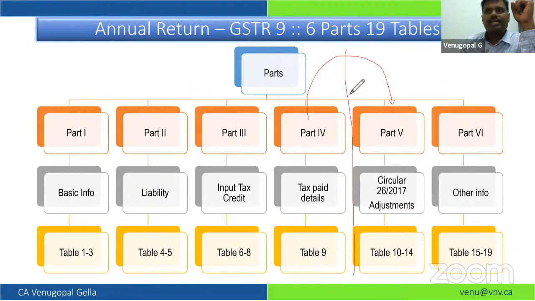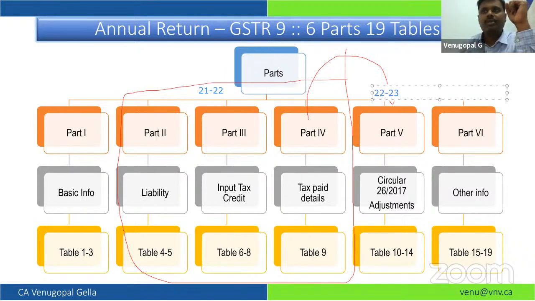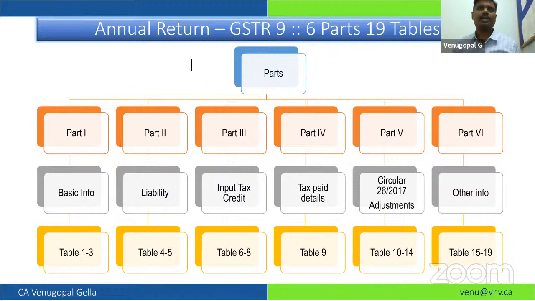So if the transactions that you have made the adjustment in the same financial year, that is financial year 21-22, in the financial year 21-22, if you have made the corrections, you will report in part 2 and part 3. If you have made the corrections in the subsequent financial year, which is 22-23, you will report it in part 5. Then there is an additional information which government wants, that is captured in part 6.